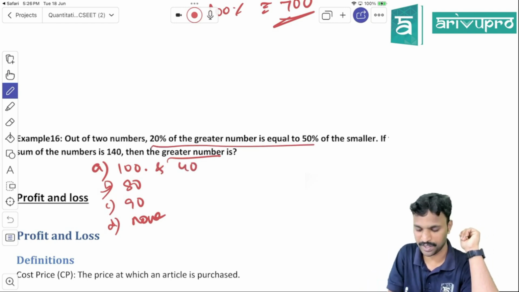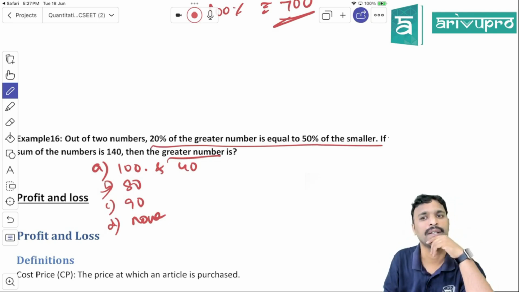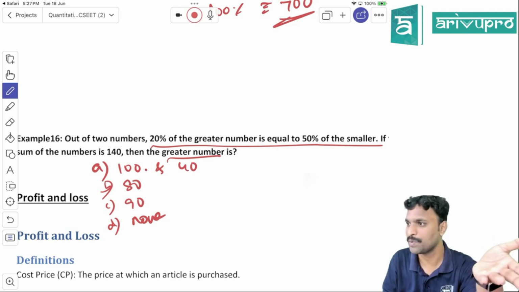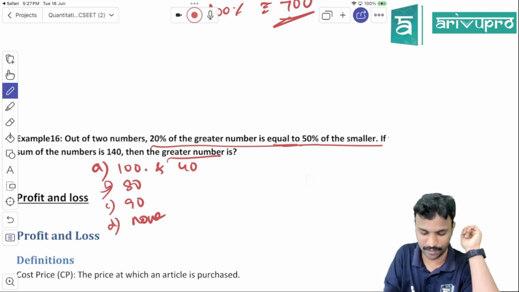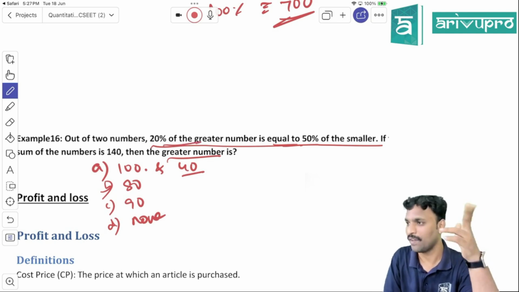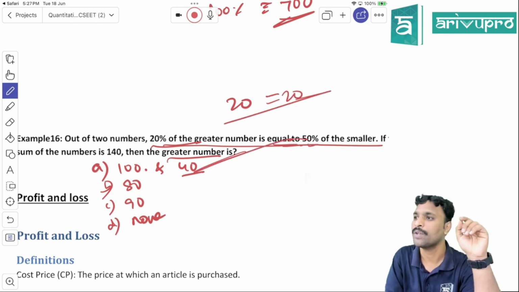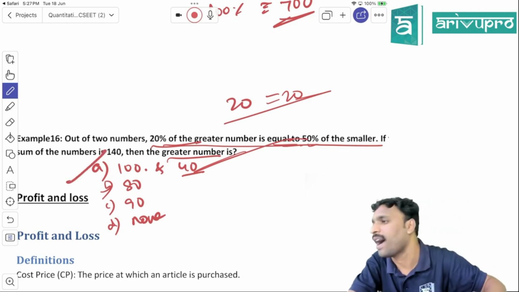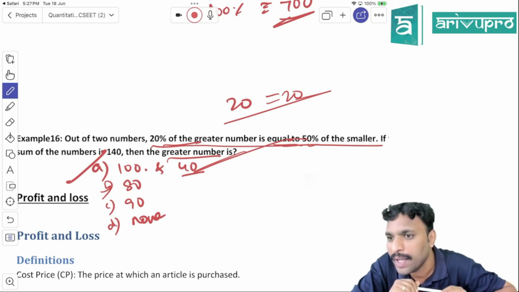Just check whether this equation is satisfied or not. 20% of greater: 20% of 100 is 20. Is it equal to 50% of the smaller? Smaller is 40. What is 50% of 40? 20. So 20% of the greater number is 20, which is equal to 50% of the smaller number. So therefore the greater number is 100 only. Clear?